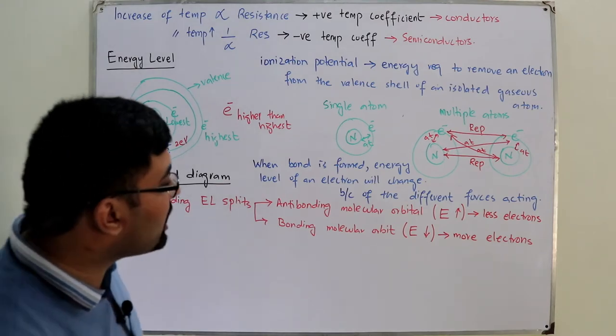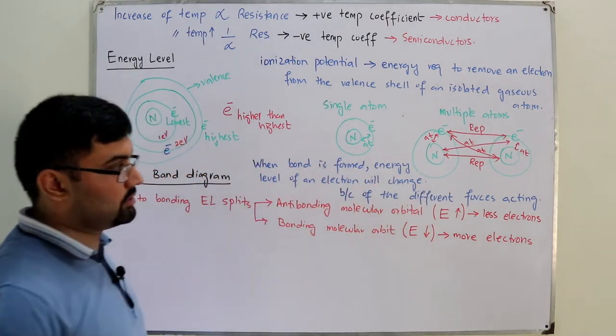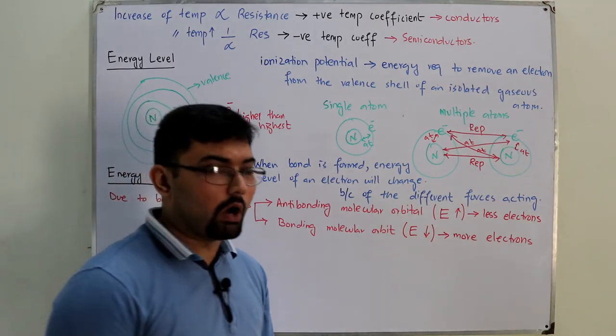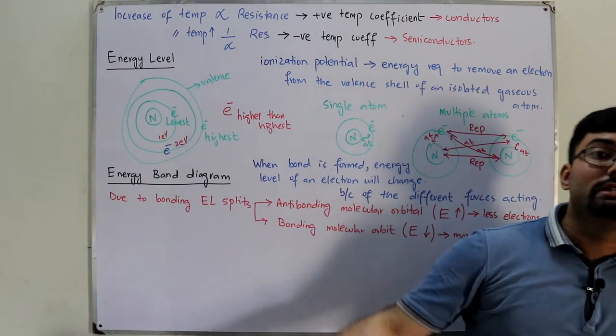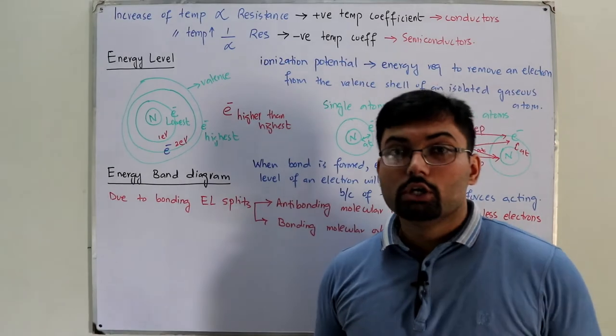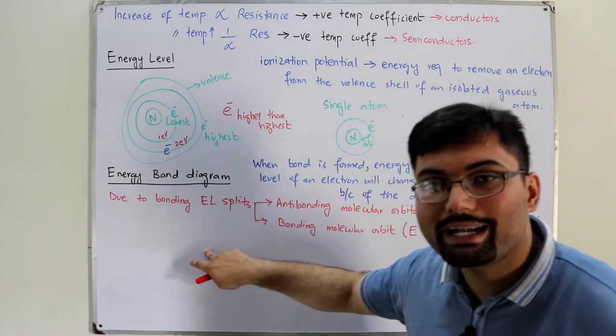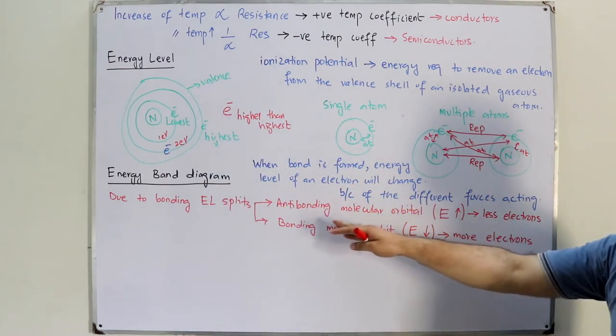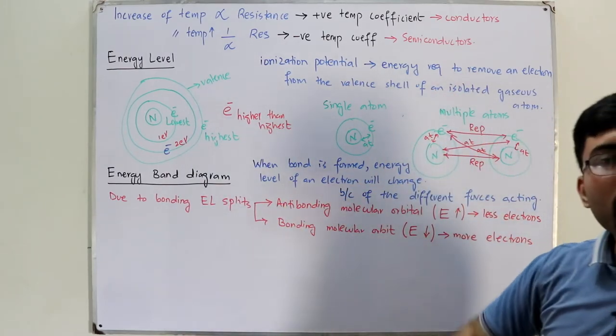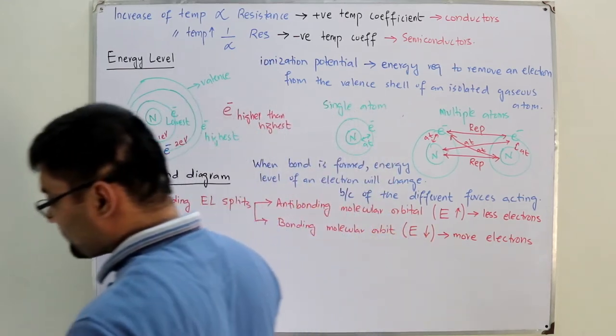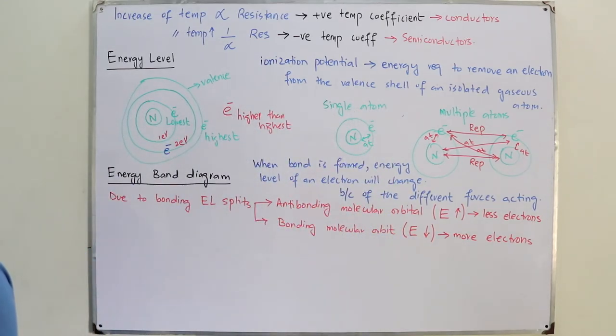These two appeared due to the bonding of two atoms, but only two atoms will not make a bond. Only two atoms will not combine. There will be multiple atoms, which means that multiple energy levels would split and multiple anti-bonding and many bonding molecular orbitals would be formed. Isn't it like this? It is.